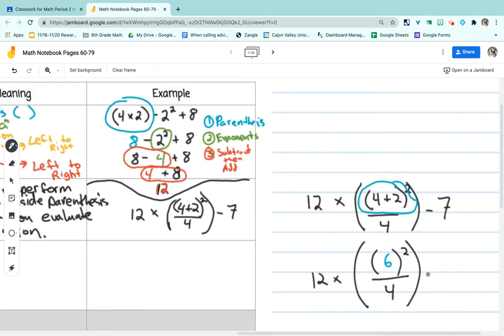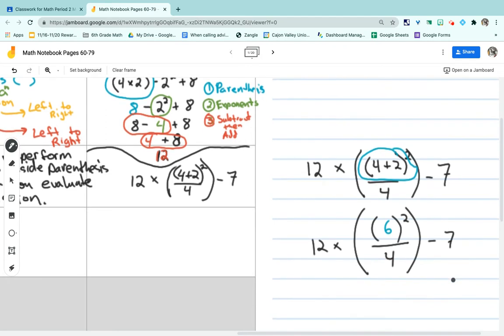times 12 minus 7. Okay, so then we look at parentheses again. Well, we've got parentheses here. This is what we still have to do, right? And within this parentheses, we have a 6 in parentheses, but there's nothing inside that to solve. And then we have the exponent of 2, and exponents is next. So we're going to do exponents next.